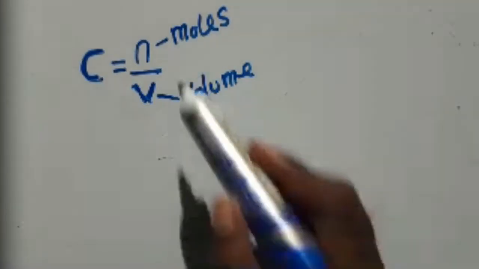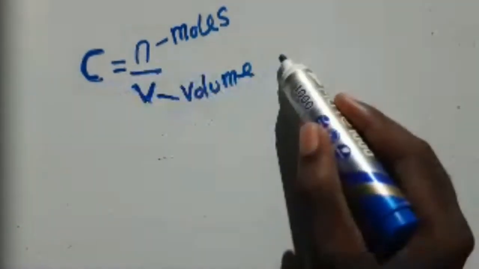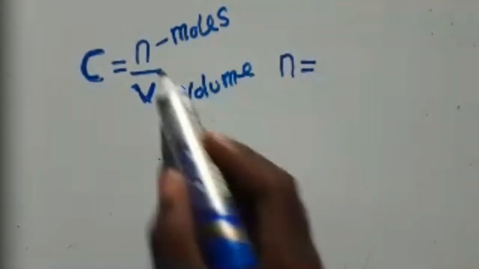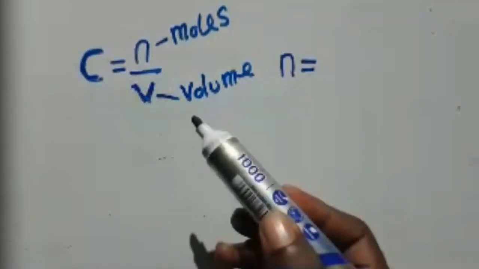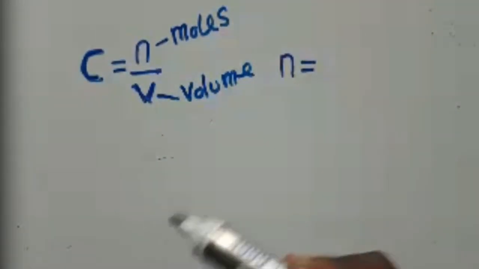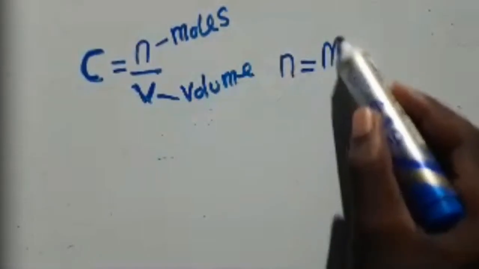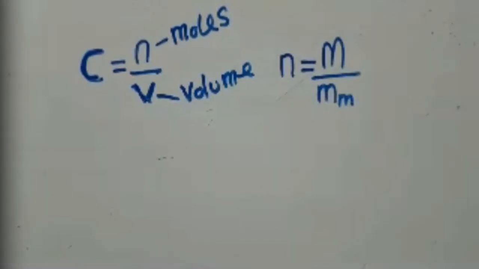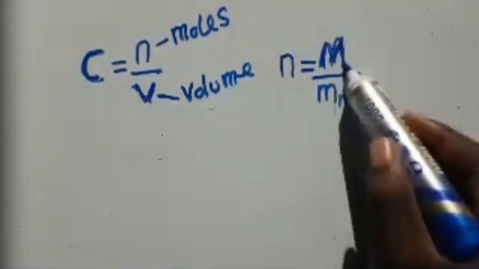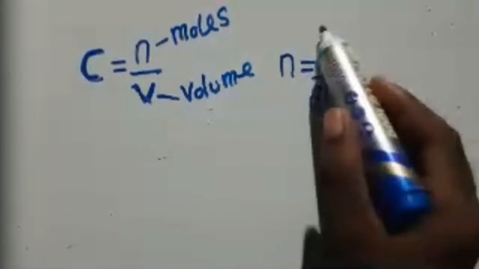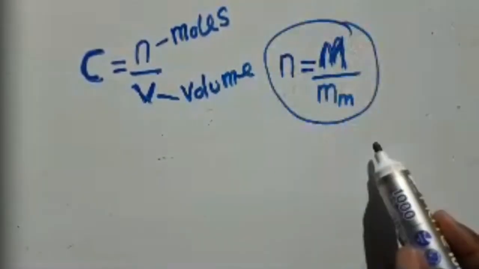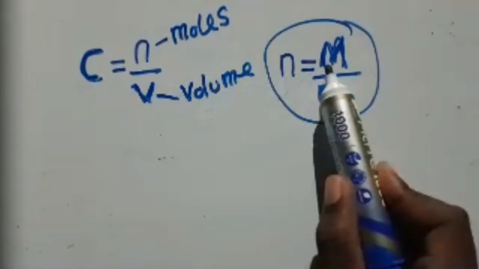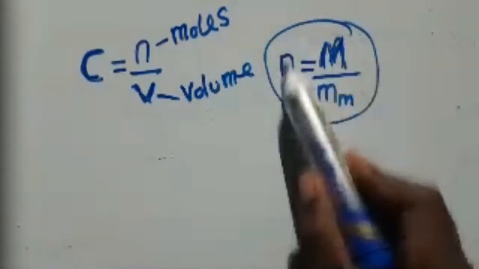So you know now that under concentration, there is a part of finding the number of moles. And in an exam, they won't give you the number of moles. It's you now to calculate the number of moles. You know that the number of moles is given by the formula mass over molar mass. We did this at first. So whenever we are talking about concentration, there is a part where we need to find the number of moles.